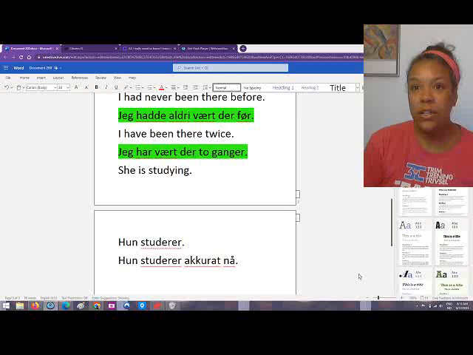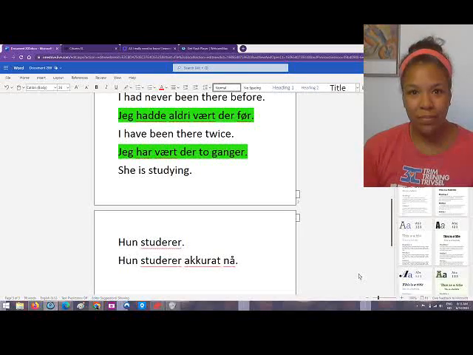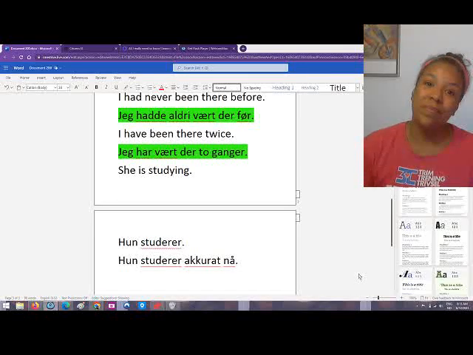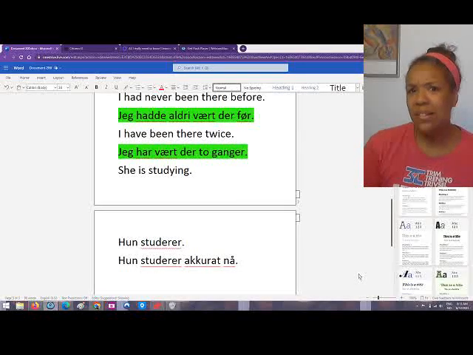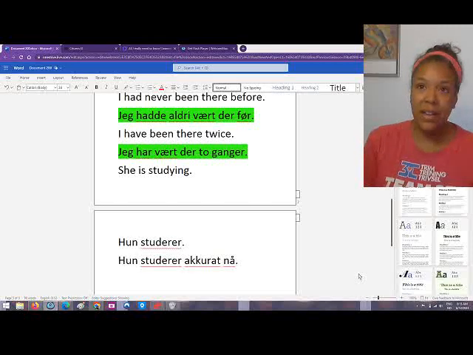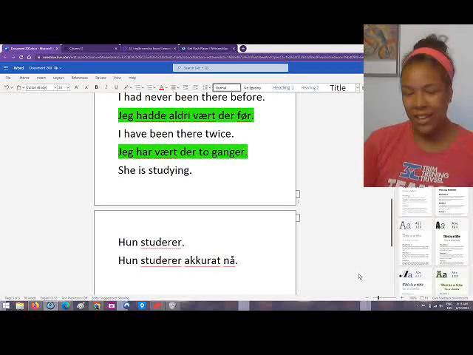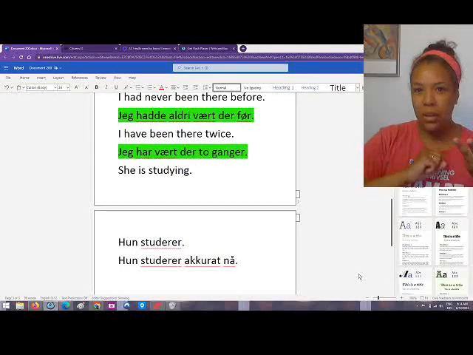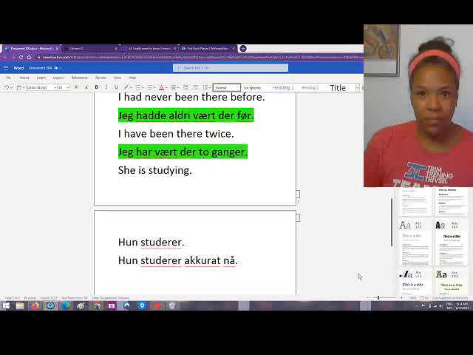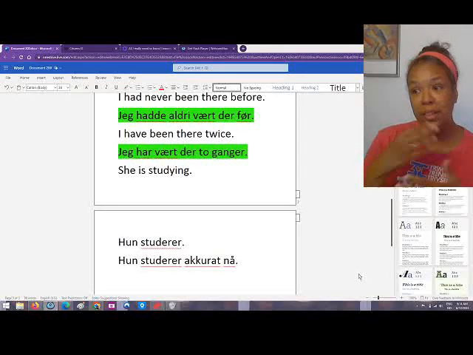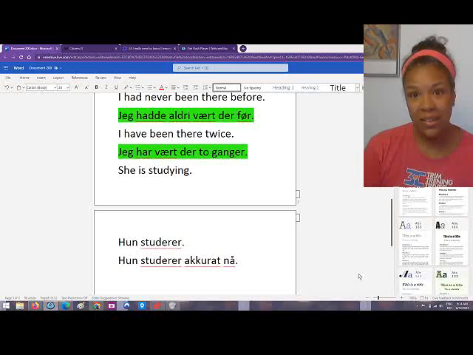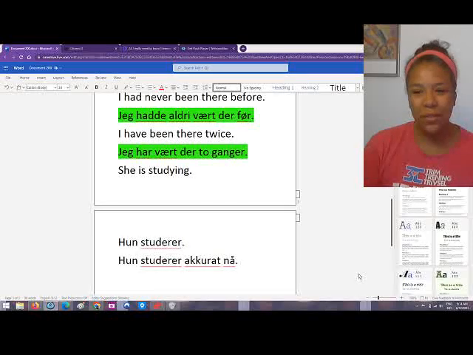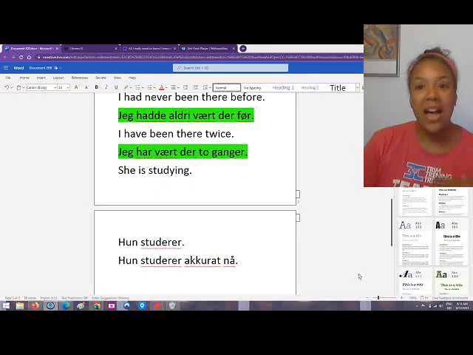I eat oranges every day. I never eat mangoes in Norway. I sometimes sleep until 8 o'clock in the morning. You see what I'm doing? Sometimes, always, never. Those adverbs of time tell me that I'm talking about habits, things that I normally do, things that I don't always do. That's when I use I study.